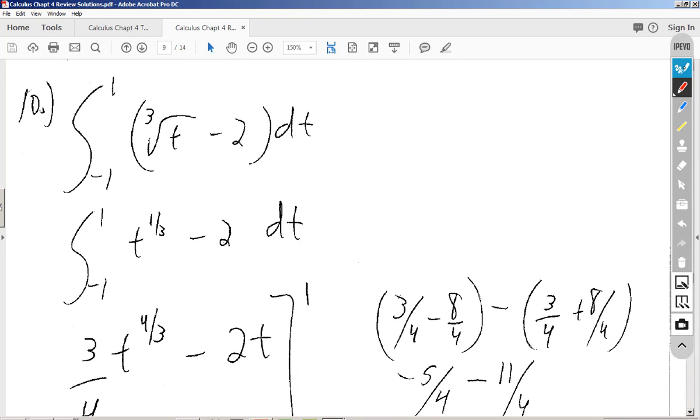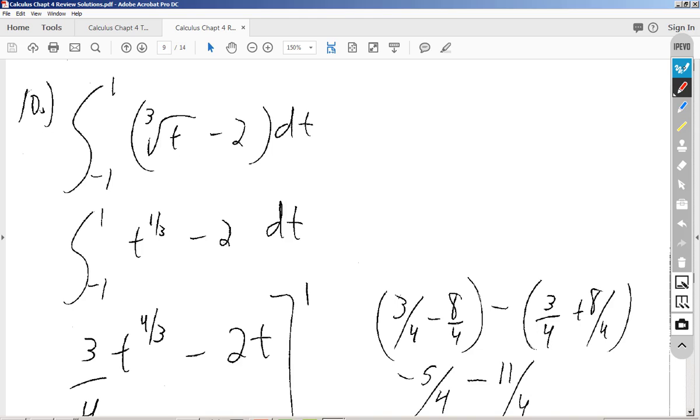Okay, on number 10, it says use the fundamental theorem of calculus to evaluate the integral from negative 1 to 1 of the cube root of t minus 2 dt. Well, it didn't really say that I had to say that, because basically it just means you can find an integral. So that's what I'm going to do here.